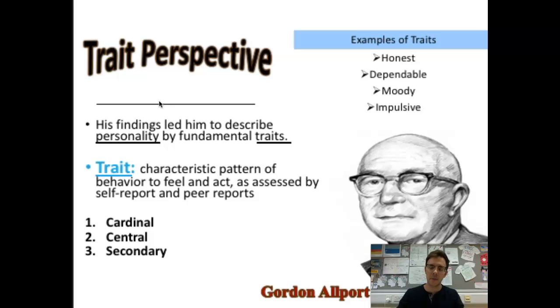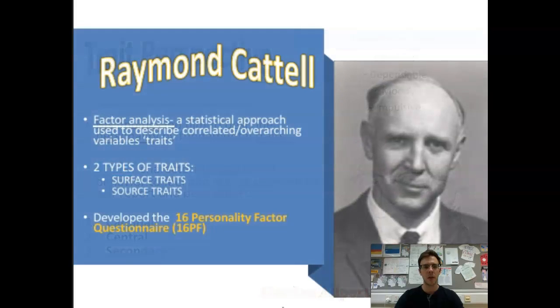It's secondary. Next we have Raymond Cattell, and Raymond Cattell used what's called factor analysis, a statistical approach to describe correlated overarching variables, in this case traits, right? We talked about factor analysis in Unit 11 when you guys went through the intelligence unit. Factor analysis, so this was really important. You're actually using empirical evidence and trying to really objectify more empirically to make it more of a science.